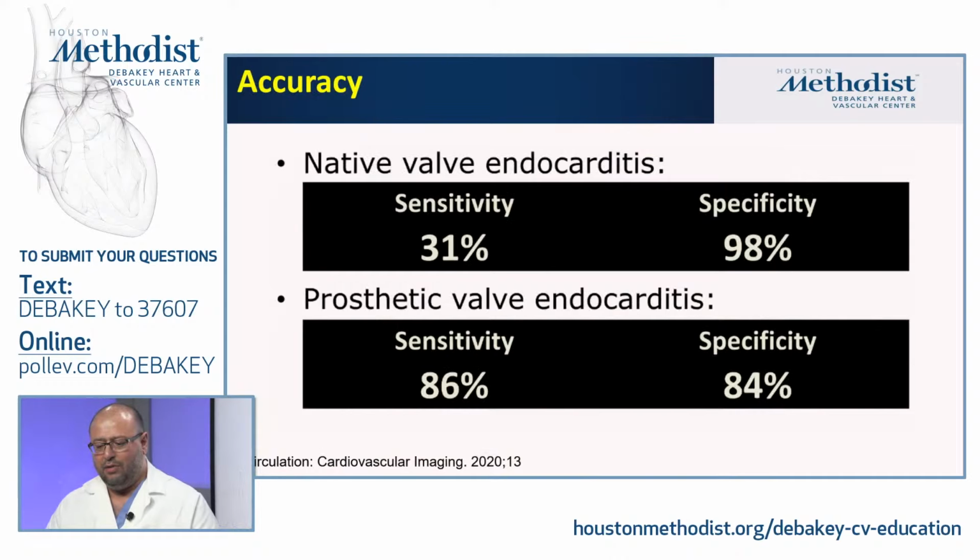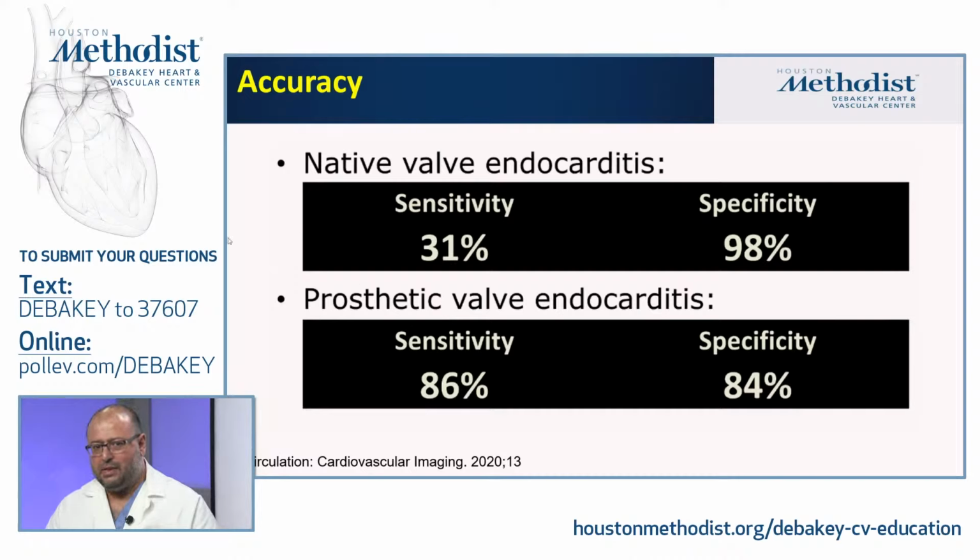So overall, for native valve endocarditis, we got a sensitivity of 31%, but we are very specific. For prosthetic valve endocarditis, this is where PET is extremely helpful, with an 86% sensitivity and 84% specificity.